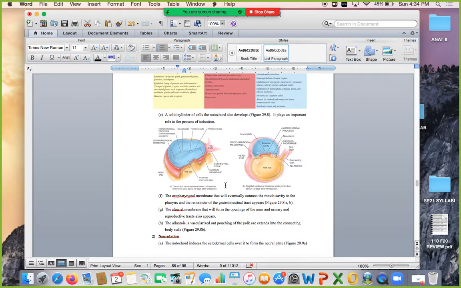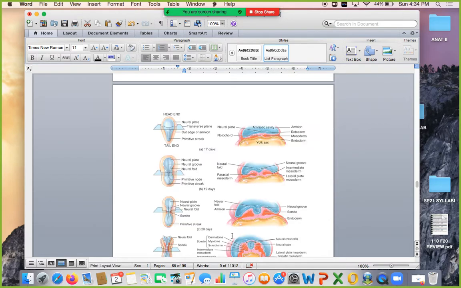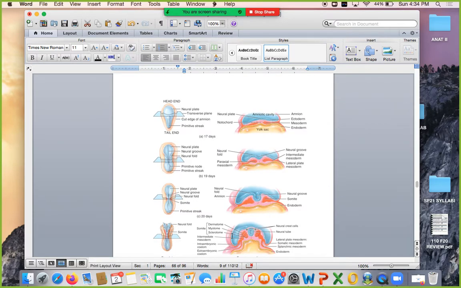All right, so the next thing that's going to happen is the process of neurulation, where we're going to create the notochord. The notochord is going to induce the neurulative pathways. So once the notochord is created, the notochord is going to induce cells to form the neural plate. That looks like this. Okay, so here's our neural plate, head end and tail end.